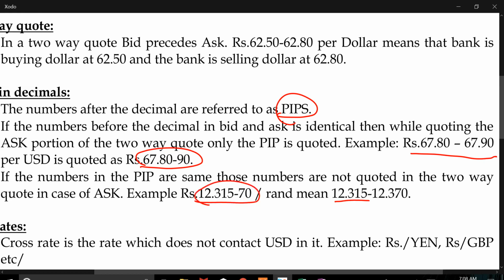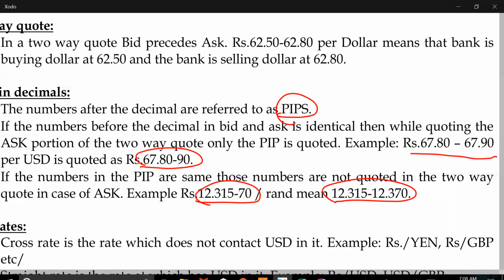12.315/70 will be interpreted as 12.315/12.370. Even if the numbers in the pip are the same, I am now going to quote that. Clear? Any doubts on this? 12.315 to 12.700. How will I give it like this? I will give 12.315/700. I have to give 700. If they give 70, then I will understand it as 370 only.